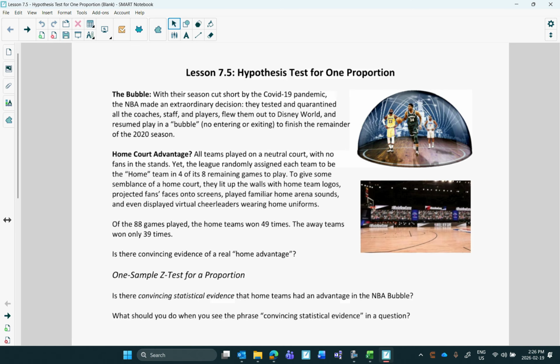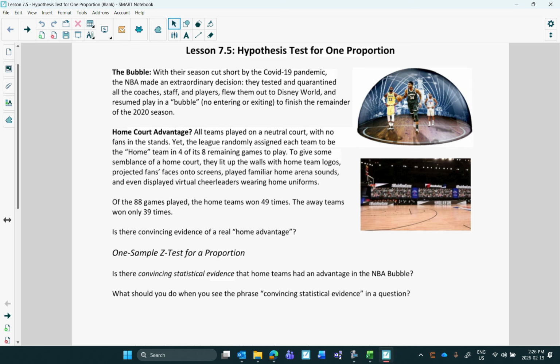So going back to this example, we're back to the NBA during COVID, okay, where they played in a bubble and teams played on a neutral court, no fans in the stands, yet the league randomly assigned each team to be a home team in 4 of its remaining 8 games to play.